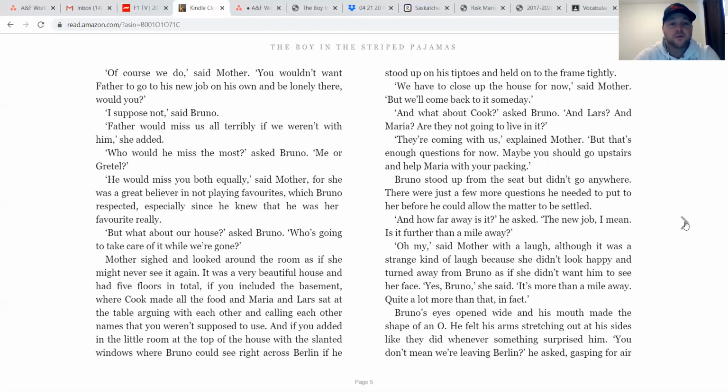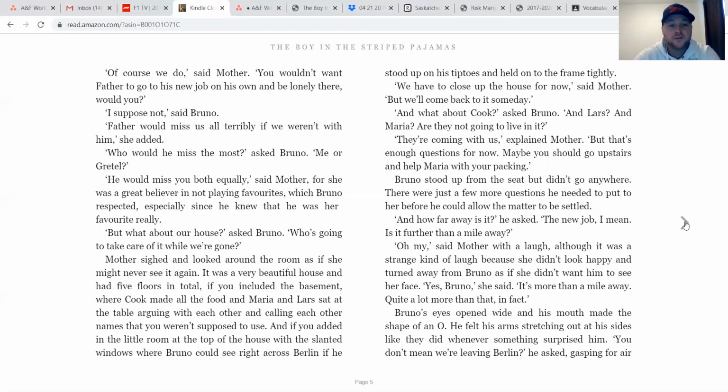Who's going to take care of it while we're gone? Mother sighed and looked around the room as if she might never see it again. It was a very beautiful house and had 5 floors in total, if you included the basement, where Cook made all the food and Maria and Lars sat at the table arguing with each other and calling each other names that you weren't supposed to use.